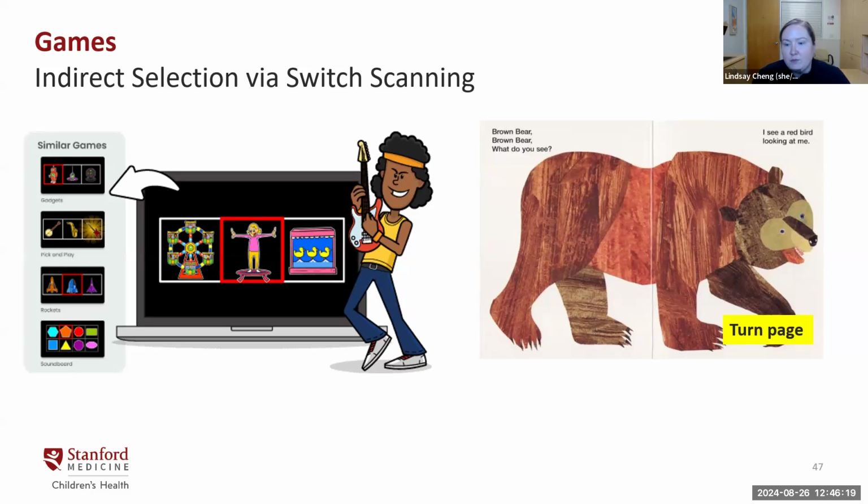For example, cause and effect switch access games like on the left, where an individual can have the opportunity to interact with their environment through gameplay. This might look like making an instrument play a song or making a funny character move and dance. And this can also be used to turn pages on an ebook or stop and start YouTube videos.